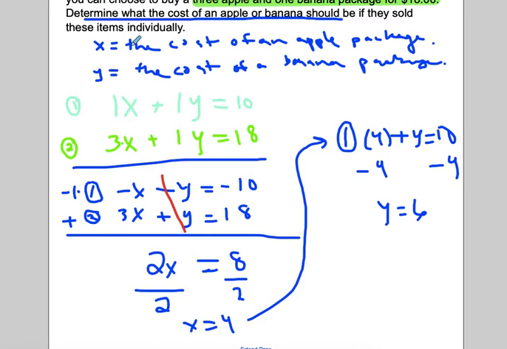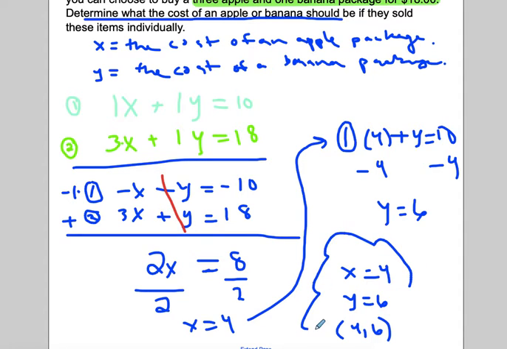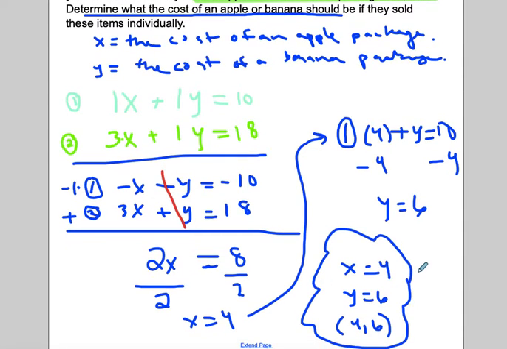So I get my two variables. I know what my variables represent. So if you declare your variables, you can just leave it as that. X is 4, y is 6. I'm okay with that. Otherwise, if you want to put it as an ordered pair, 4, 6, I'm okay with that as well. Or if you want to write it out, the cost of an apple should be 4. The cost of a banana package should be 6. All of those are a-okay with me.